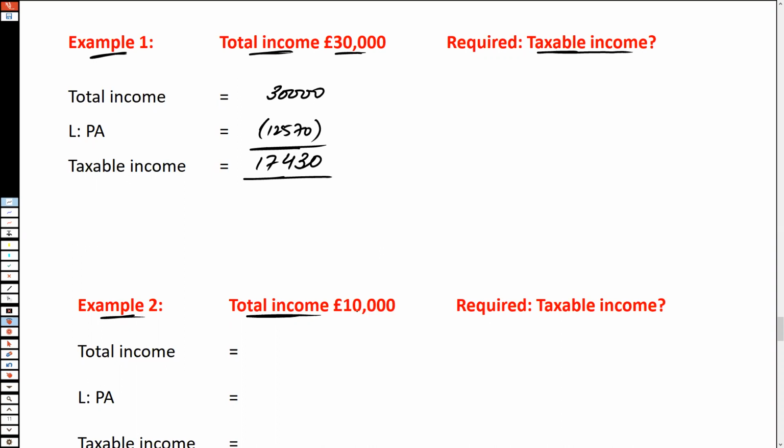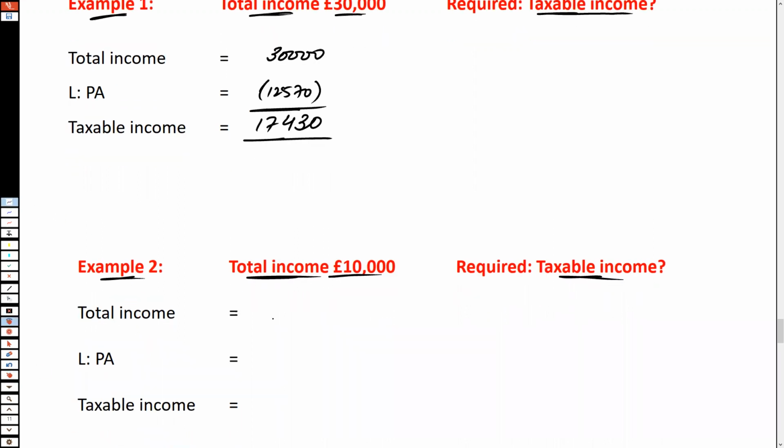Example 2, total income is given as 10,000. Requirement again is to calculate the taxable income. You can see that total income is 10,000, and if we deduct the personal allowance amount of 12,570, the resulting amount is negative 2,570. It means now we are receiving tax from the government, because in this case personal allowance, a sort of relief, is more than the total income, and taxable income is created as a negative figure. This can never be possible.